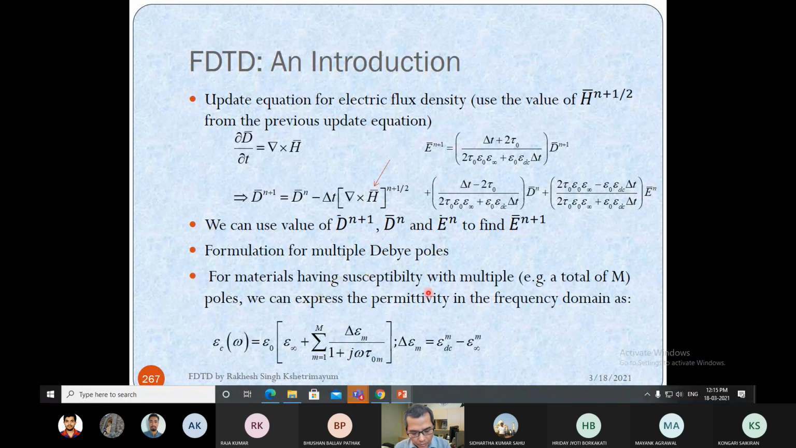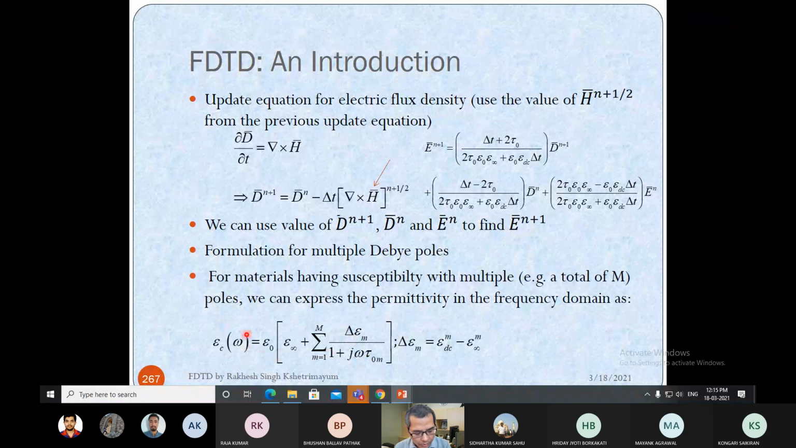Usually in a medium also you can have many poles because let's say you have a bounded electron to the nucleus. When you supply the external electric field, many of the bounded electrons will start oscillating. You displace it, then it will again come back. If it is not bounded, it will keep on moving. If it is bounded, then it will come back to the original state. So from there you can have multiple resonances inside the medium. So in that case, instead of just having this delta epsilon by 1 plus j omega tau naught, we'll have many of them, many dipoles.